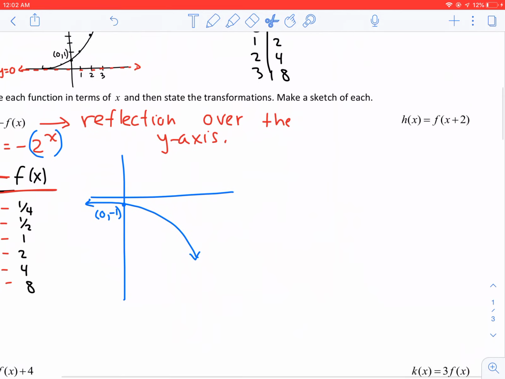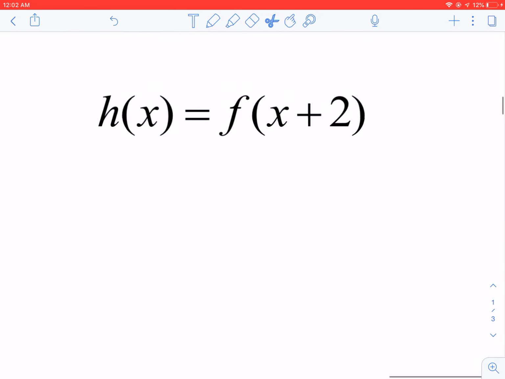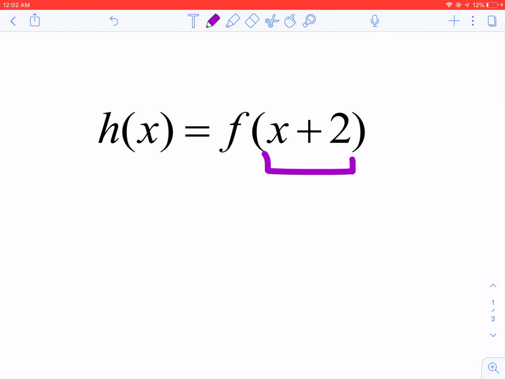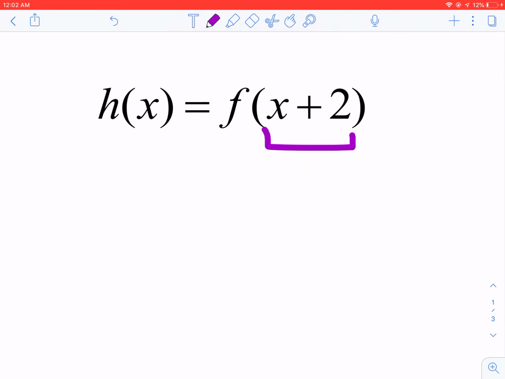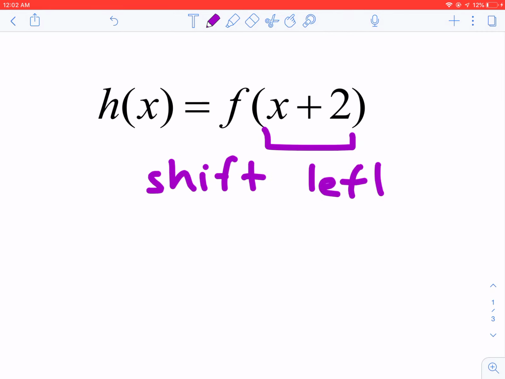All right, next, h of x equals f of x plus 2. This plus 2 inside the parentheses, we know we're changing the inputs, the x value. So that's going to be a horizontal shift. And remember, for horizontal shifts, it's usually opposite of what you think. So this is a shift left 2 units.